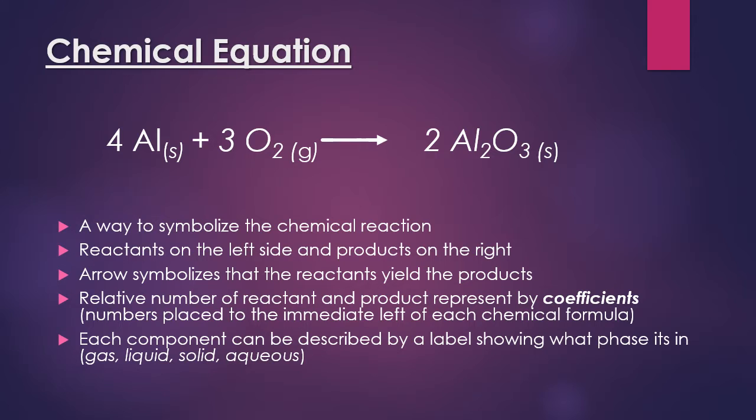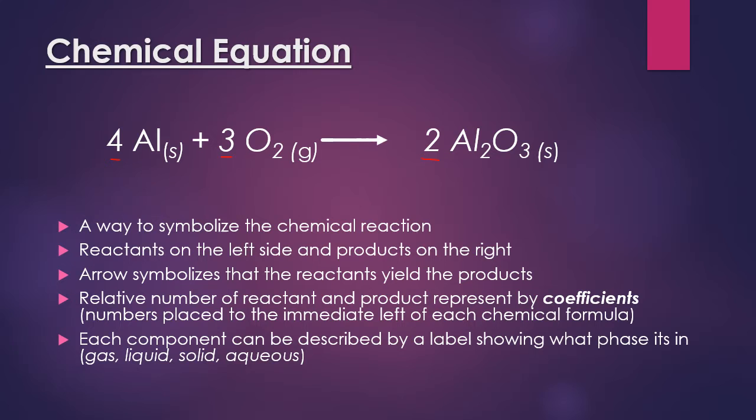Some other key points of a chemical equation: you'll notice that there are these coefficients in front of each element or compound. Those coefficients are going to be very important when we talk about balancing equations. Those coefficients are making sure the atom count is the same on both sides. And we'll get into that a little bit more in a moment here.